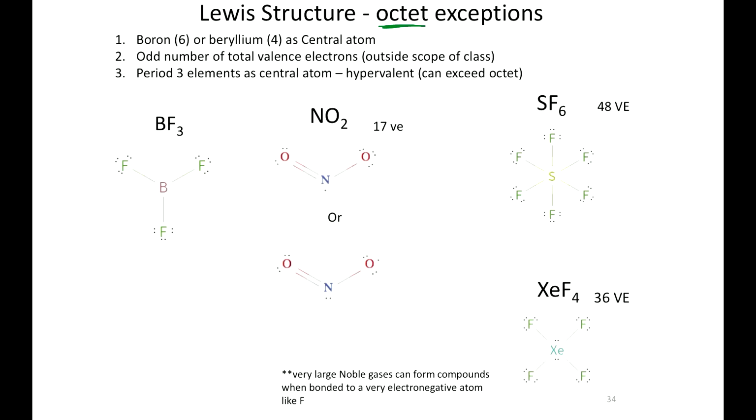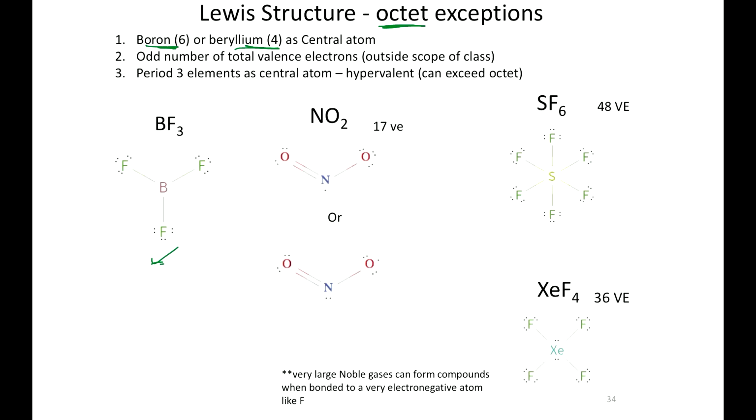So basically here, when boron is your central atom, it's okay that boron has 6 valence electrons. And here's an example, BF3. This is an example where boron has 6 electrons in its octet. Technically, it's octet deficient, but this is the correct Lewis structure for BF3. Right, so that's an exception. And beryllium, the same thing. Beryllium also can have 4 electrons in its octet, right? So those are 2 examples of compounds that can be electron deficient, and it's okay.